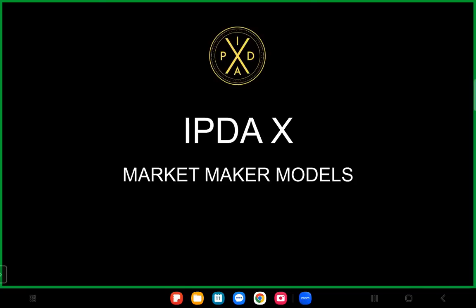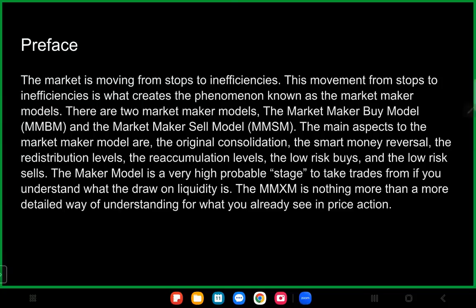And in today's video, we're going to go over the market maker models. All right, so as a quick preface, the market is moving from stops to inefficiencies. And this movement from stops to inefficiencies is what creates the phenomenon known as the market maker models. And there's two types of market maker models, the market maker buy model, or the MMBM, and the market maker sell model, or the MMSM.